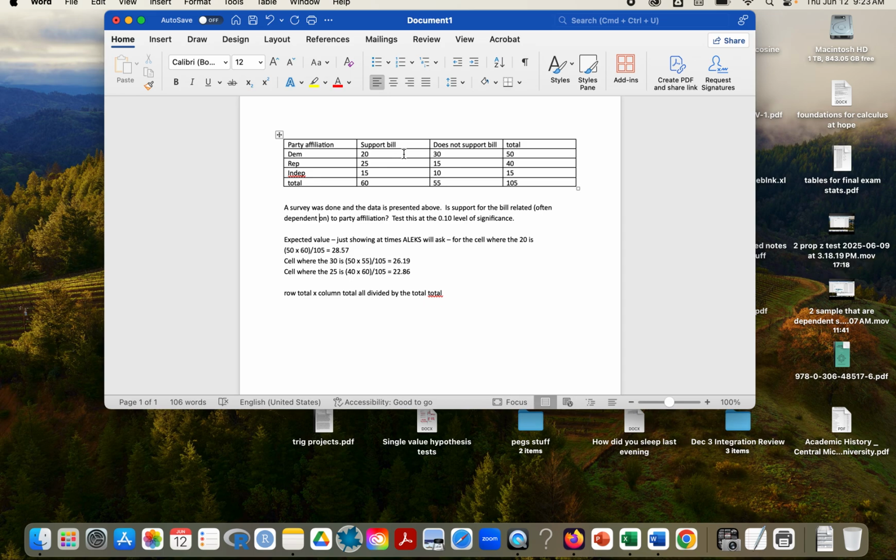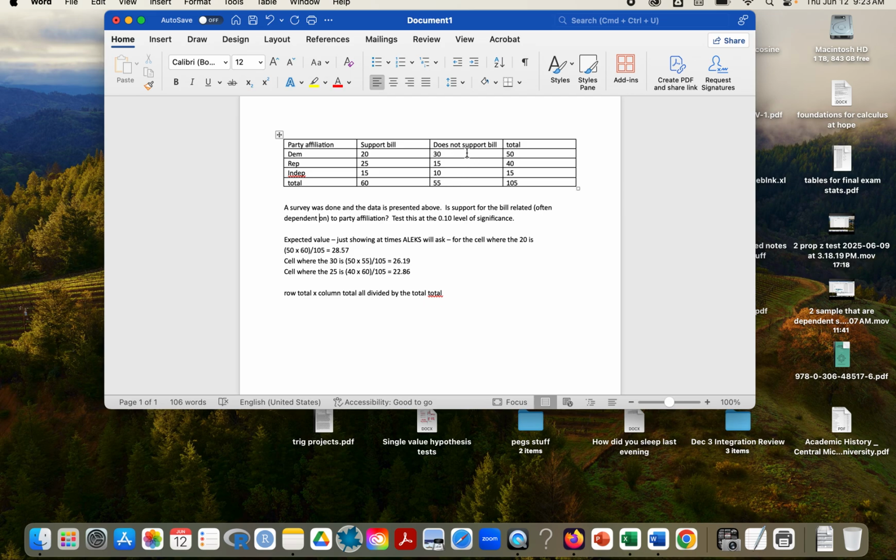So, forgive me. To get the expected value for the first cell here where the 20 is, and I have this written down here so you can screenshot it if you need to, it's going to be the row total, and the row total is 50, multiplied by the column total, which is the 60, divided by the total. And that gets you 28.57-ish. I truncated to the second decimal place.